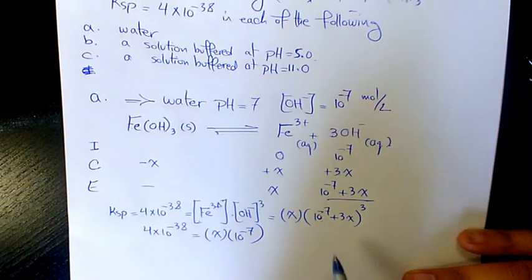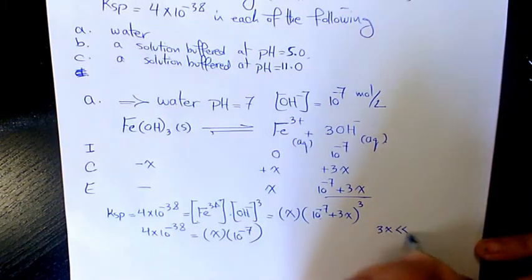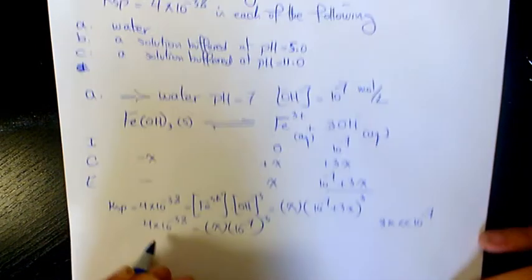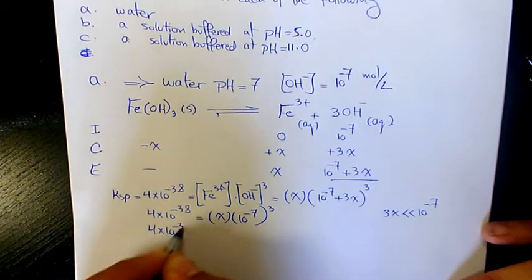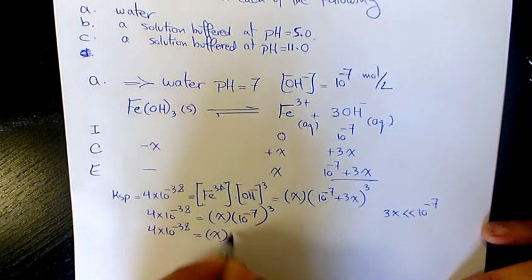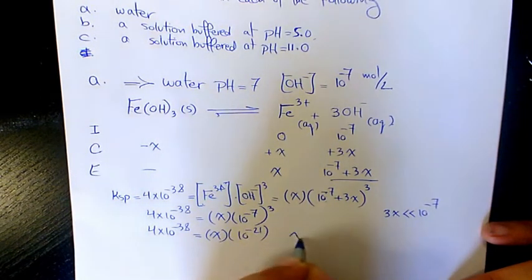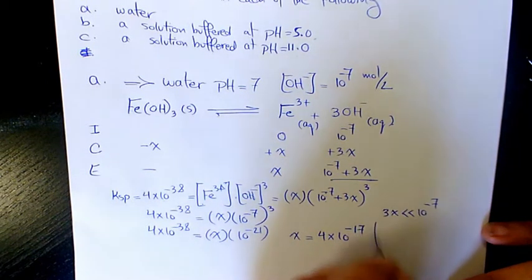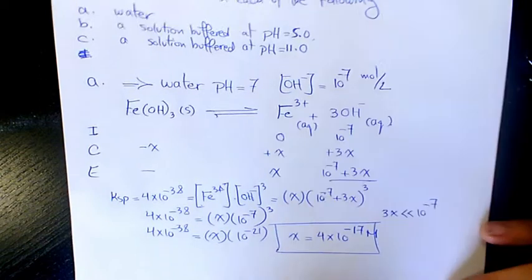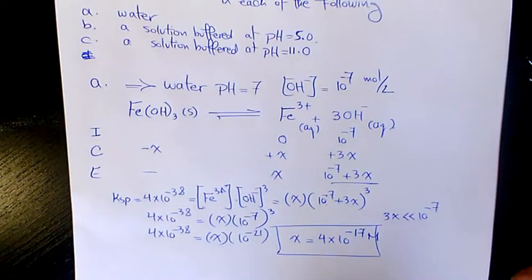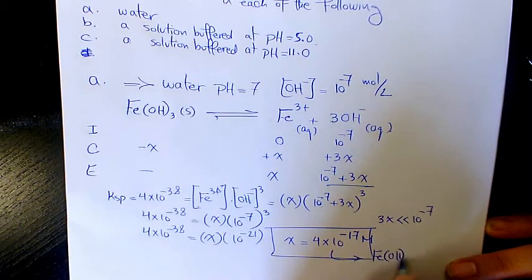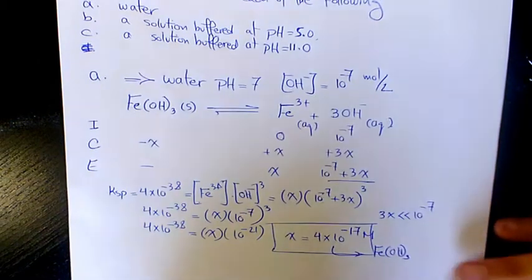We assume that 3x is much smaller than 10 to the power of negative 7, so I neglected that one. The power of 3. So 4 times 10 to the power of negative 38 equals x times 10 to the power of negative 21. So x will be 4 times 10 to the power of negative 17 mole per liter. That's the molar concentration of Fe(OH)3 in water.